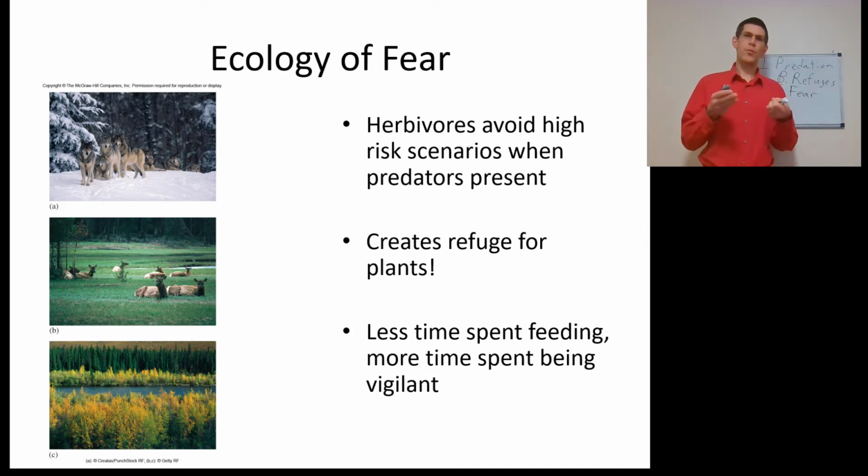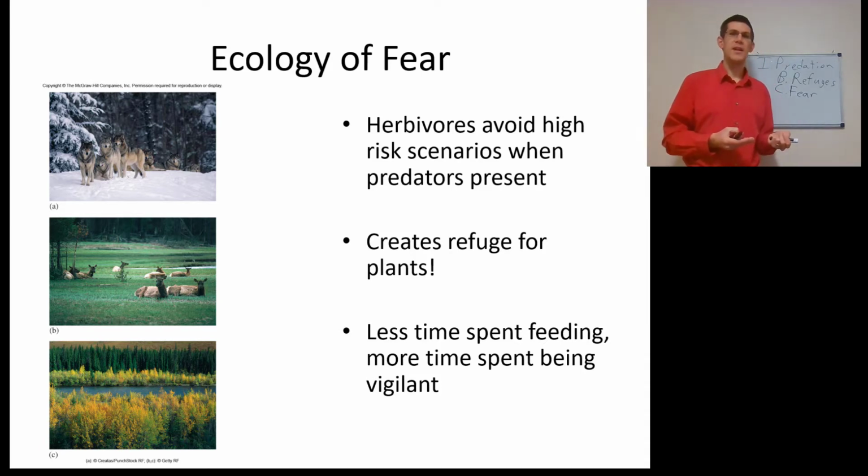So it creates a refuge for the willows, because this is where the wolves would be feeding on the elk. So you've got a tritrophic interaction here. And also, eventually, like I said, the willows get so tall that the elk can't eat them. And when the willows get so tall that the elk can't eat them, you have refuge in size. Also, an ecology of fear thing is that in the presence of predators, herbivores spend less time feeding and more time and energy being vigilant.